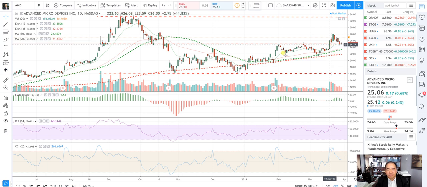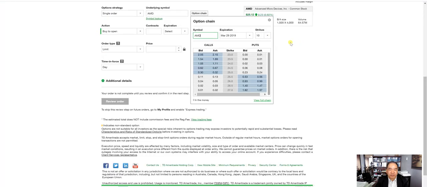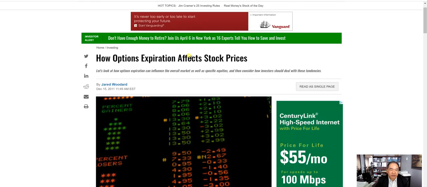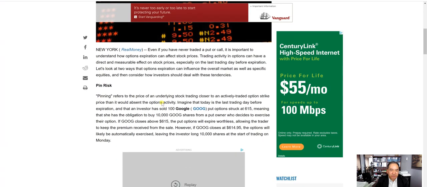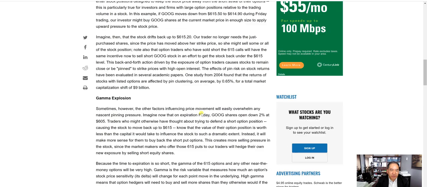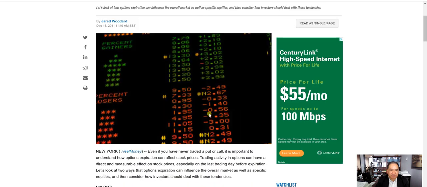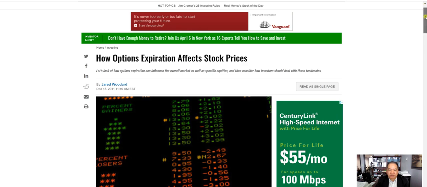All right, I think last week and this week AMD has been dropping because it's getting close to the expiration of the March 29, 2019 call or put options. If you read a lot of articles on how options expiration affects stock prices, they talk about pin risk and gamma exposure and all that stuff. You could read up on that, but the whole purpose is not to talk about options.